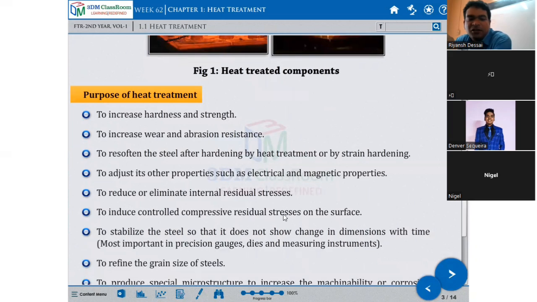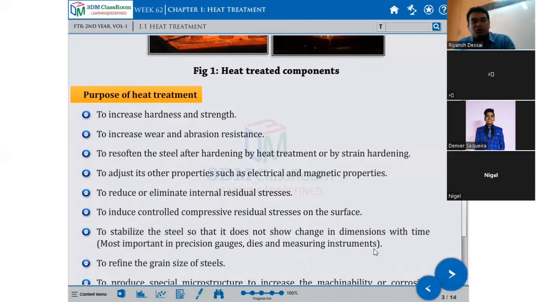To stabilize the steel so that it does not show any change in dimension. This is very important to stabilize the steel product so it does not show change in dimension. Whatever dimension is finished now, that should not get changed afterwards. Once it is heat treated, it might get harder, but it retains its shape and size.